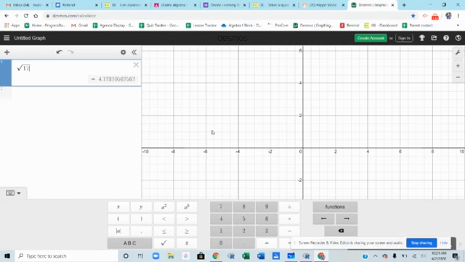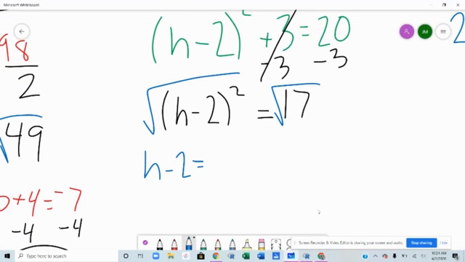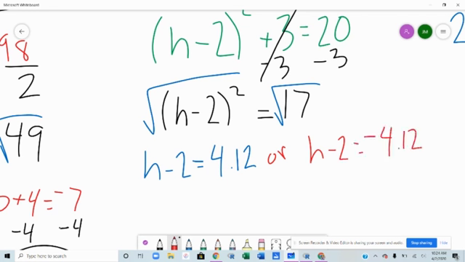Let's go to our calculator. All right, so remember we're going to round to hundredths. So 4.12 is the number we need. 4.12. Or h minus 2 equals negative 4.12. So take the same thing on the left side, h minus 2 and h minus 2. The right side has your positive answer or your negative answer when you square root.